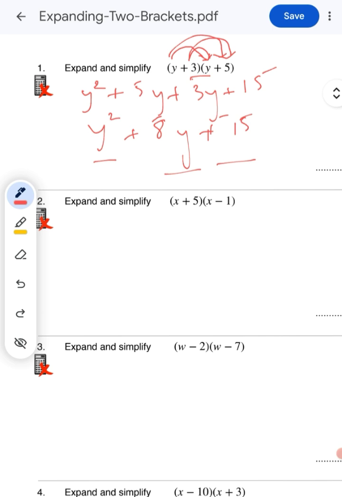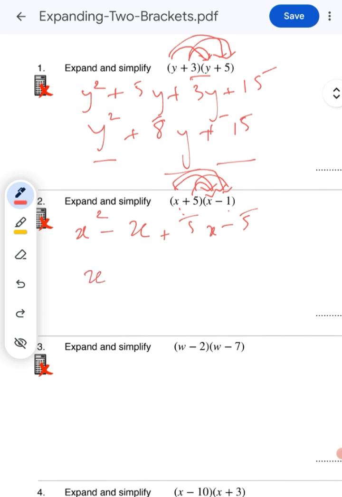Let's start with the next question. x with x and your x with -1. So x with x makes a x square, right? Now x with a -1 makes a minus x. The next thing is 5 multiplied by x and 5 multiplied by -1. So plus 5x and minus 5.